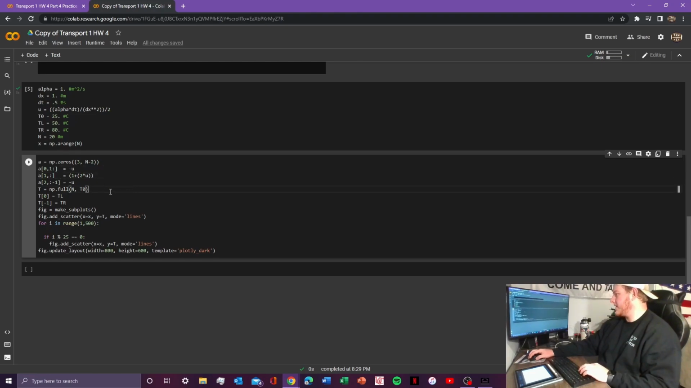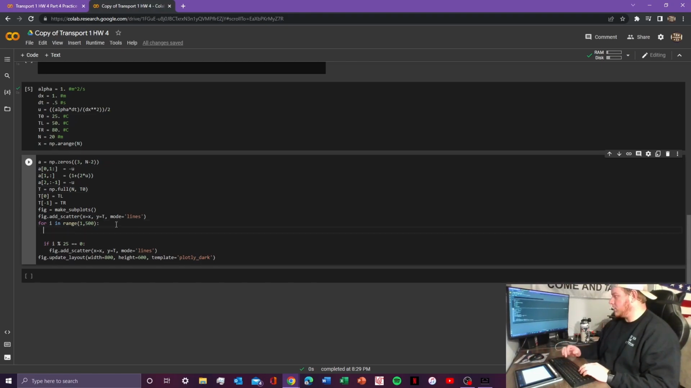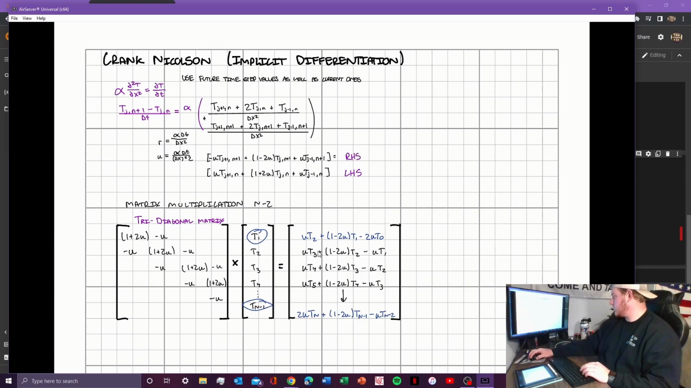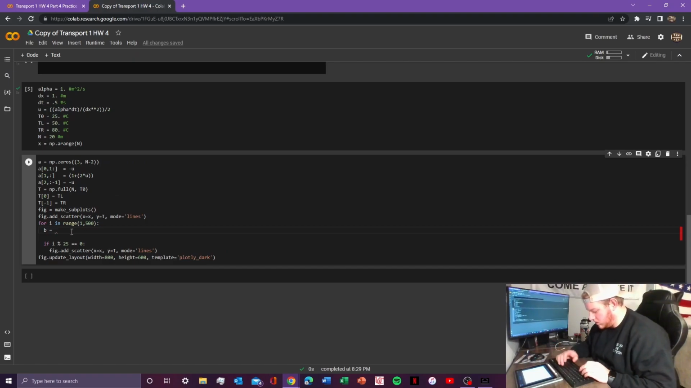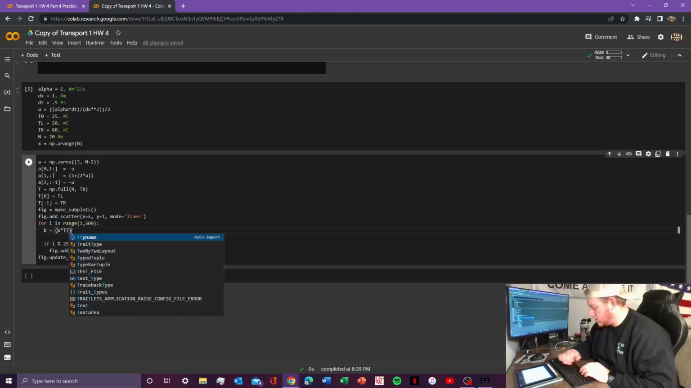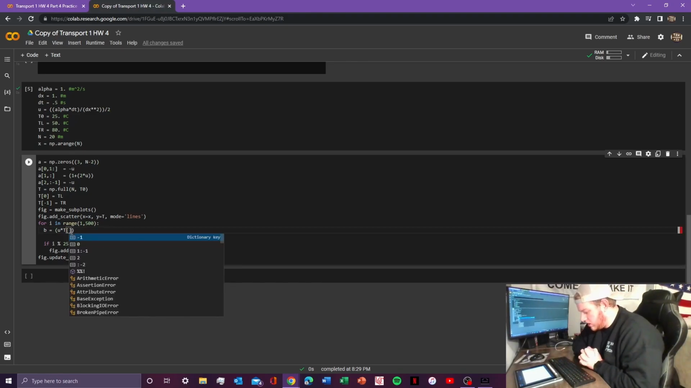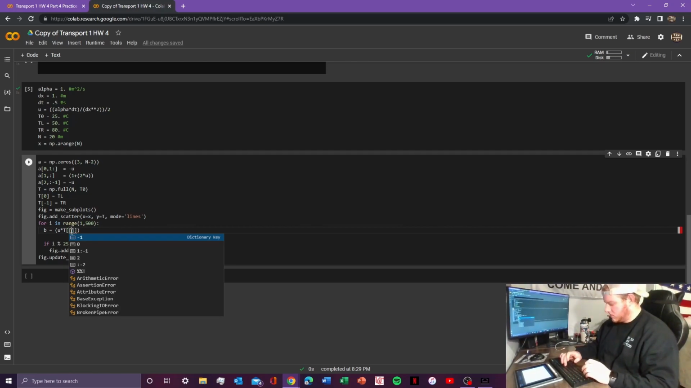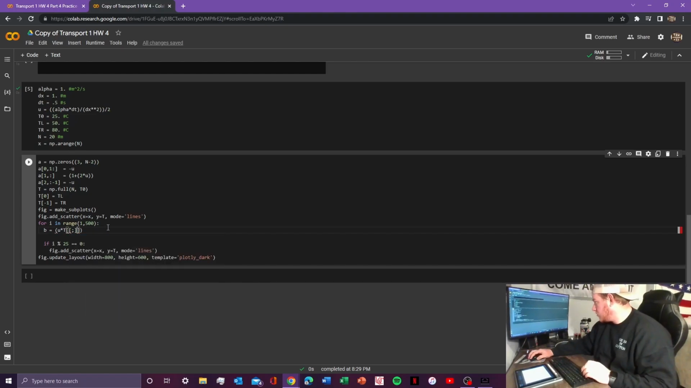Boom, perfect. Now for our for loop here, we need to plug in the right side of our equation. So b is going to be equal to, basically we have to plug in these. So this is going to be u times t, but this t is just n, so that should just be all of it, if I do recall. I could be wrong though.